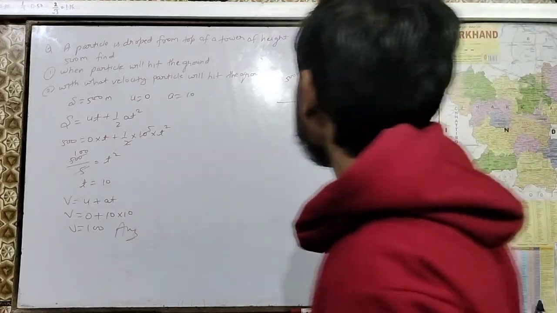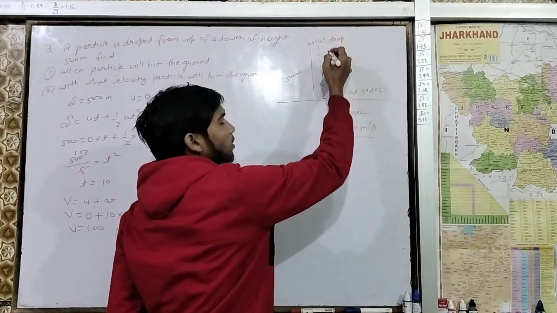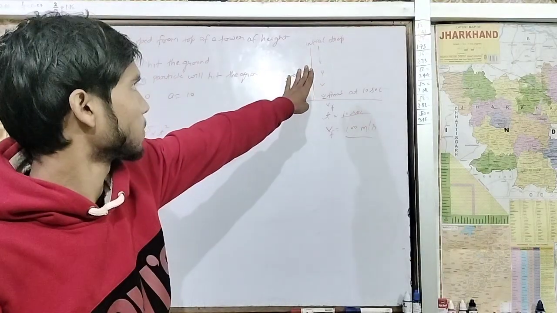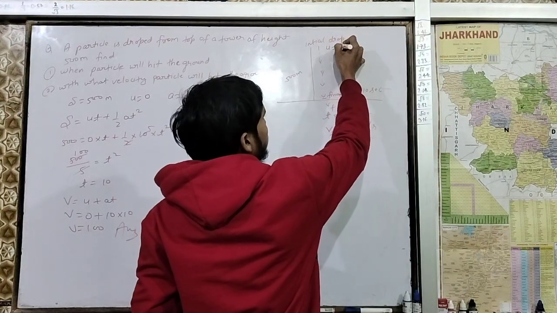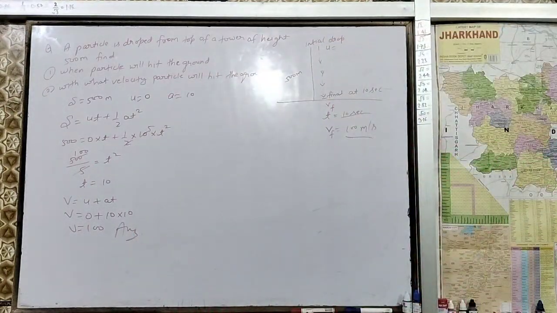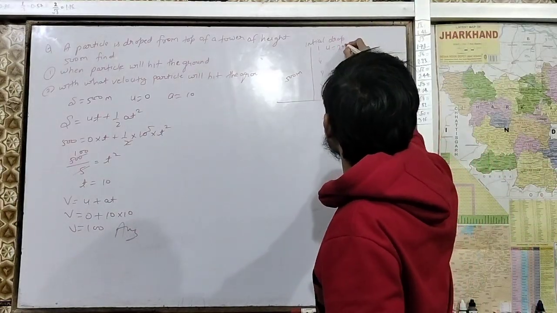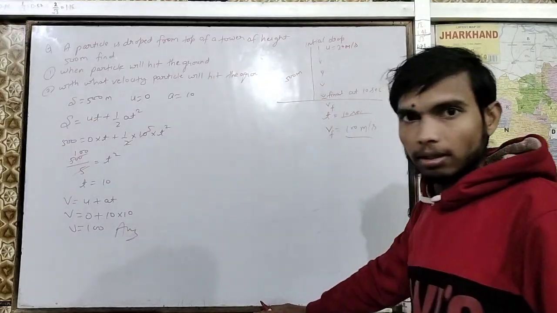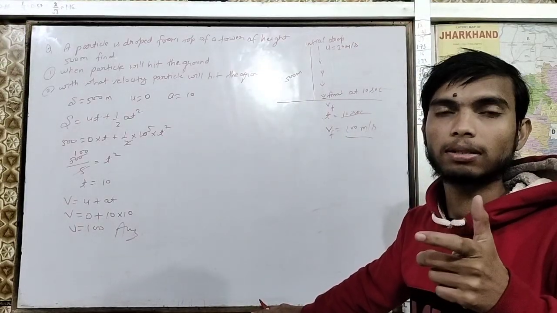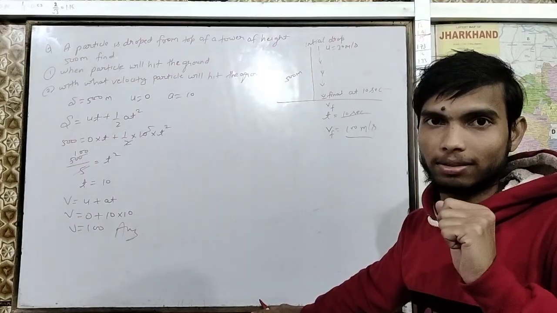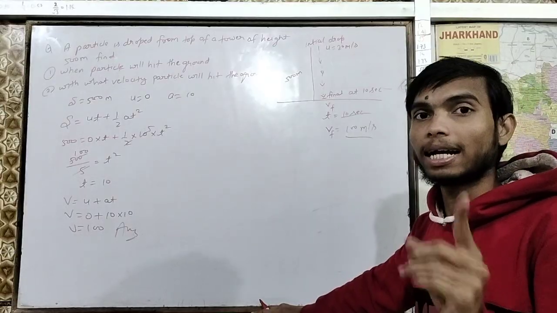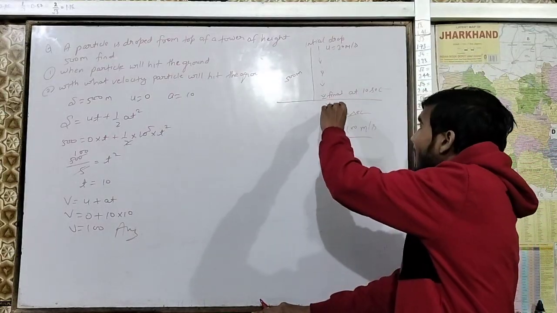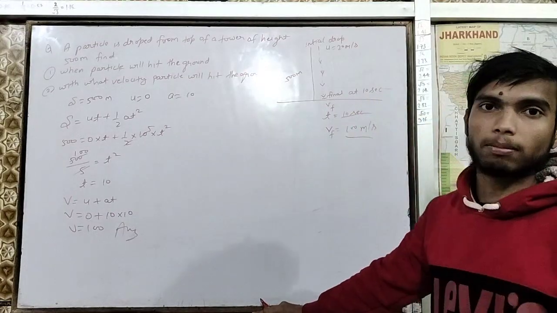Now the next question. In the first one, the initial velocity was 0. Now I am saying the initial velocity is 20 meter per second. Somebody is providing velocity to the particle, throwing it with 20 meter per second. In that case, at what second will this particle come to the ground?